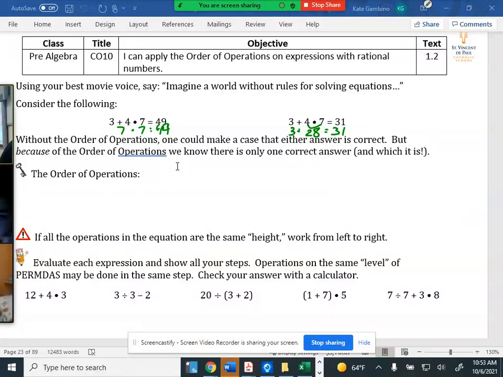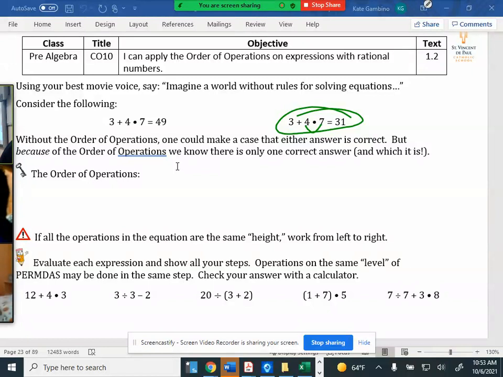We can't have that. This is math. We need to be able to have two different people do the same problem and get the same answer. Without the order of operations, one could make a case that either answer is correct, but because of the order of operations, we know there is only one correct answer. And we know, because we are just smarty pants in my class, that we need to multiply before we add. So our answer would be 31.